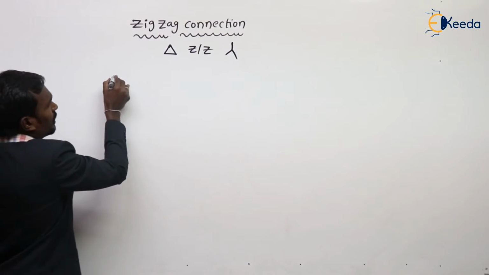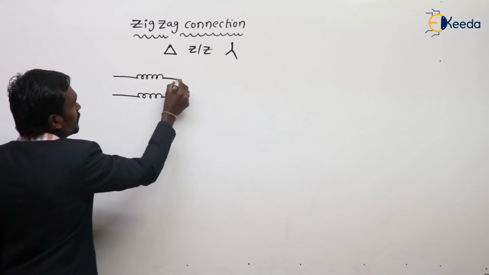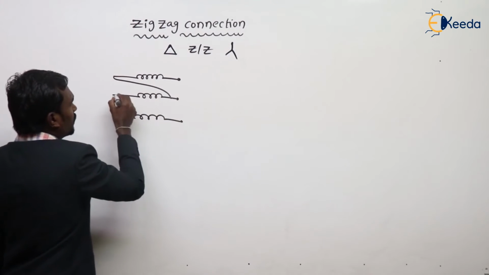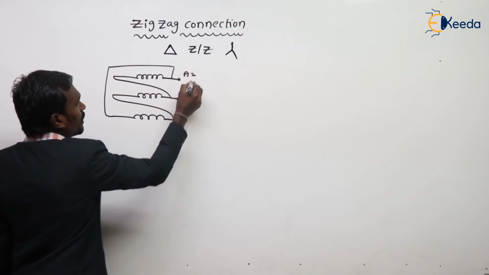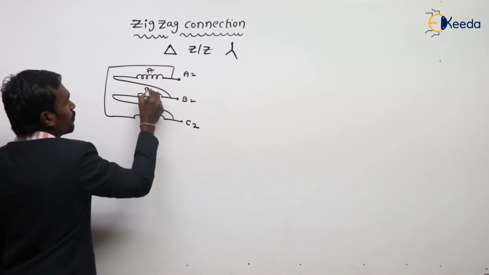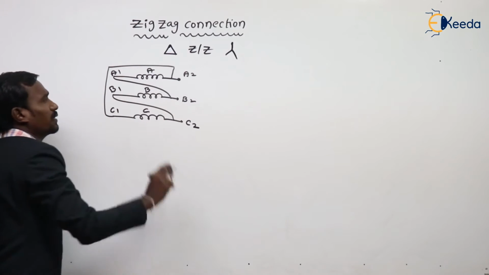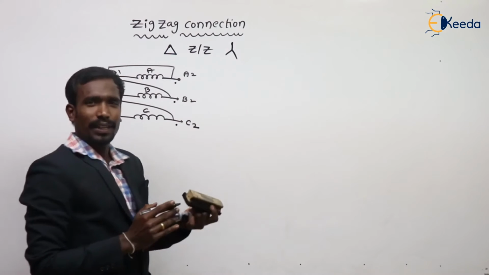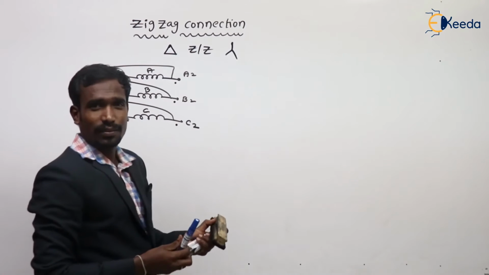First, we have to take delta in the primary. So in the primary we are taking delta connection. This is A2, B2, C2, A, B, C, A1, B1, C1. This is delta for primary.